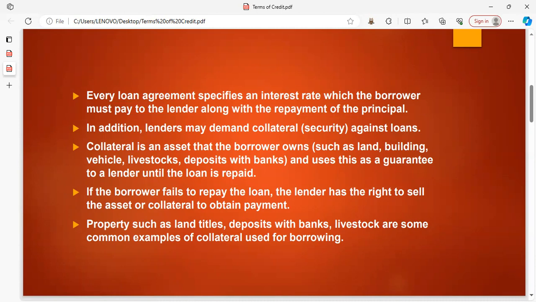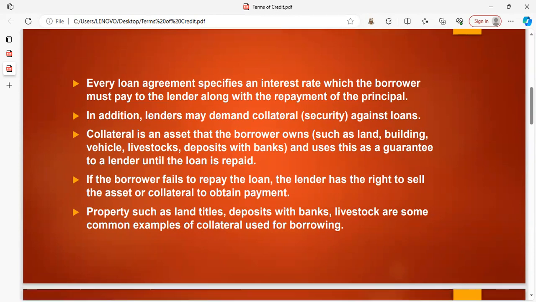The bank is demanding collateral security as a kind of precautionary measure. It's an asset that the borrower owns and uses as a guarantee to the lender until the loan is repaid. If the borrower fails to repay the loan, what will they do with the collateral security of which you are the owner? The lender has the right to sell the asset because he has to get his money back. The collateral security, that is your property, will be sold, and they will try to procure the money.